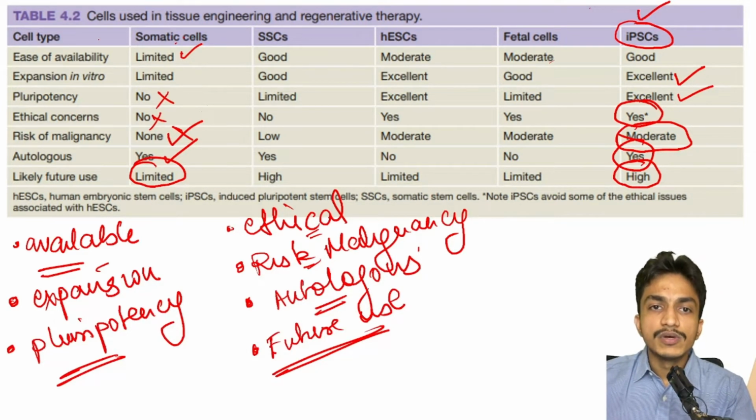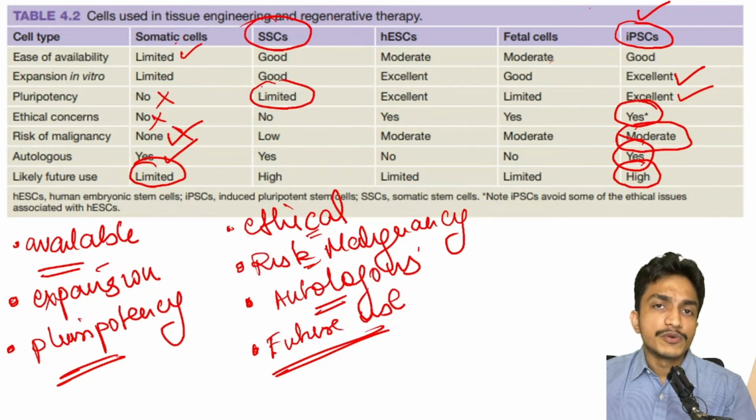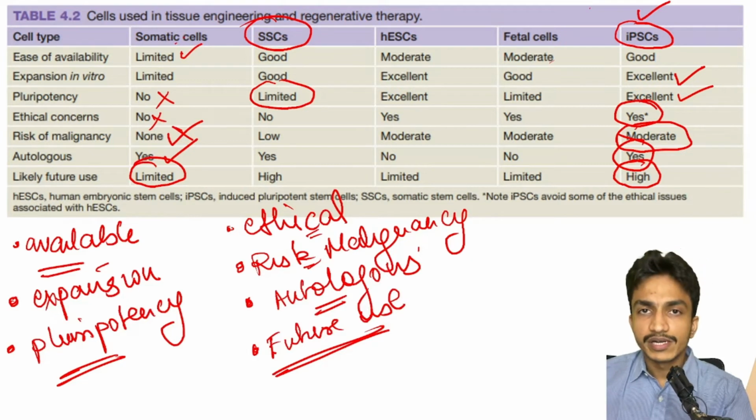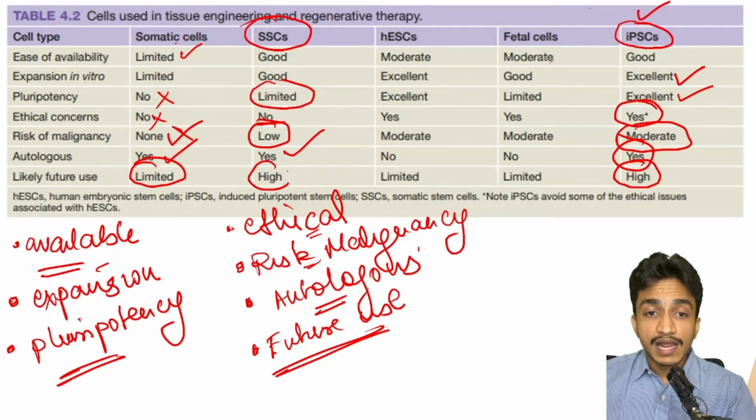Now coming to the second one, that is somatic stem cells. It will have limited pluripotency because somatic cells convert into a particular line only. They don't get converted into different types of lineages. As it is derived from autologous and somatic cells, it does not have any ethical concerns, very low risk of malignancy, and as I told, autologous, and they have a high chance of use in future.